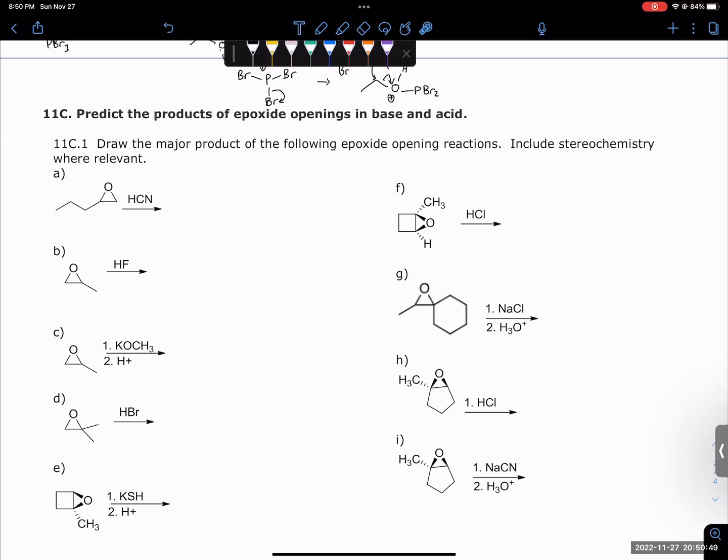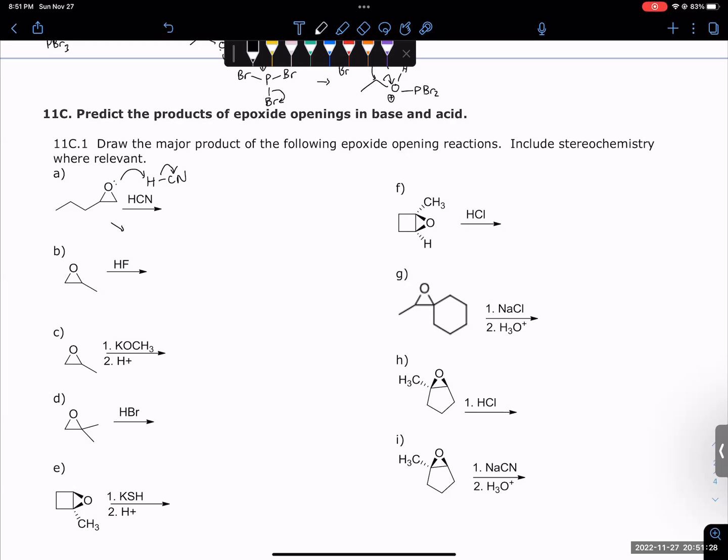So let's start with A. When I first see A, I see that this is hydrocyanic acid. So clearly this is one of those acid catalyzed epoxide ring opening reactions, right? So what's going to happen here is HCN, this super weak acid, is somehow going to get deprotonated to form the cyanide ion. And you get this.